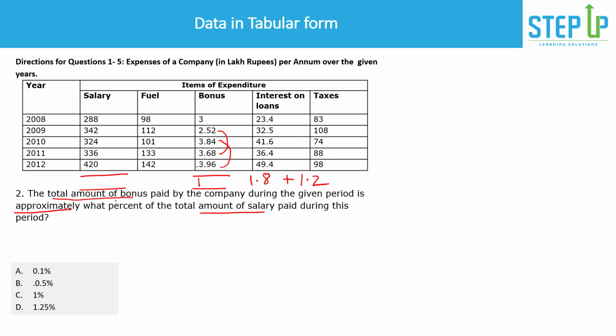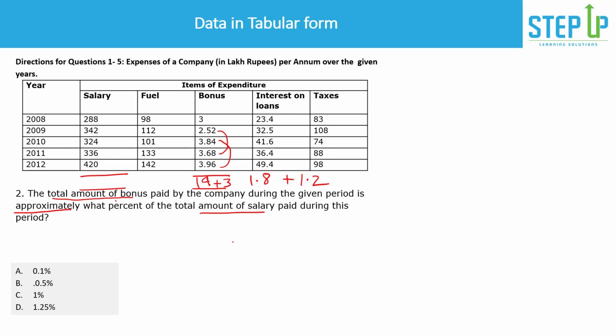Okay, 3 plus 3, 3 into 4, 12, 12 plus 2, 14, so 14 plus 3, right? So 1.8, 1.2, so this is 17, right? Or you could have directly done this also, right? I'm just trying to say that I always look for ways to avoid calculation as much as we can.